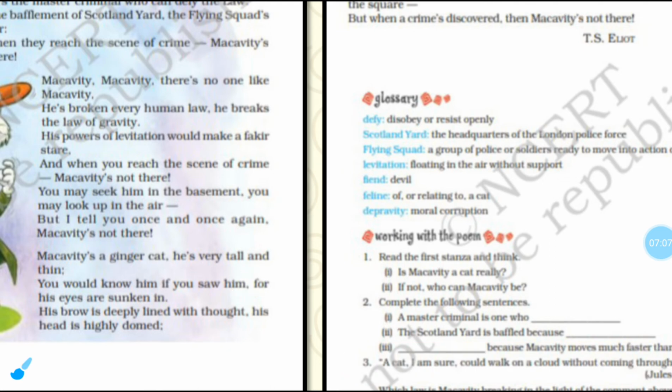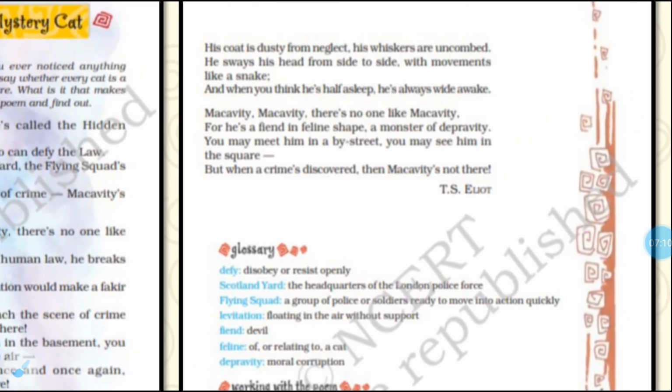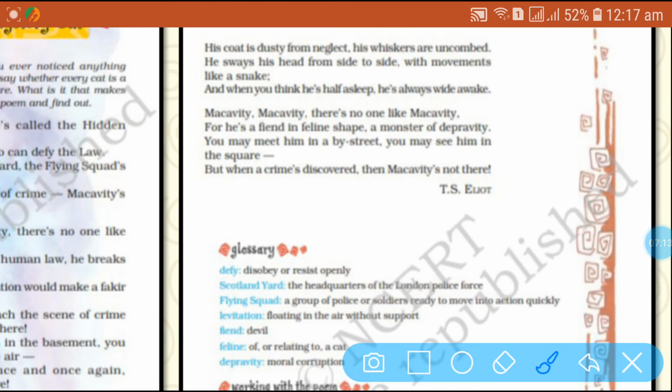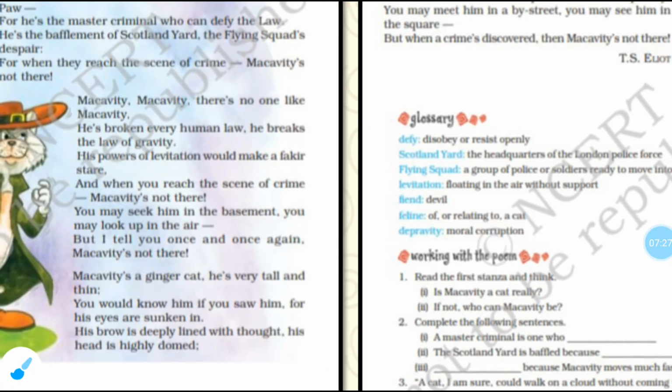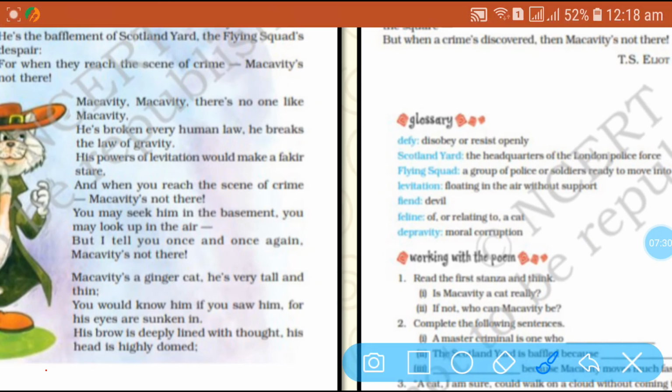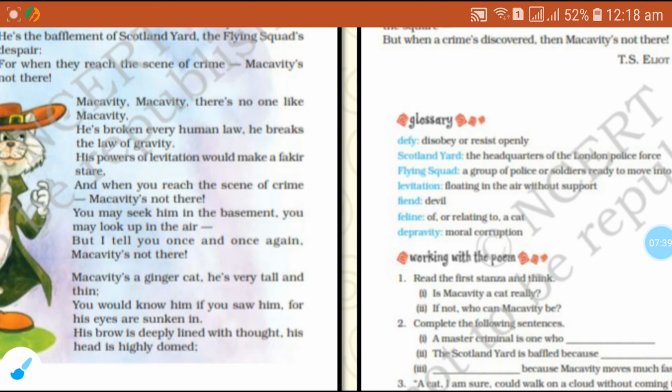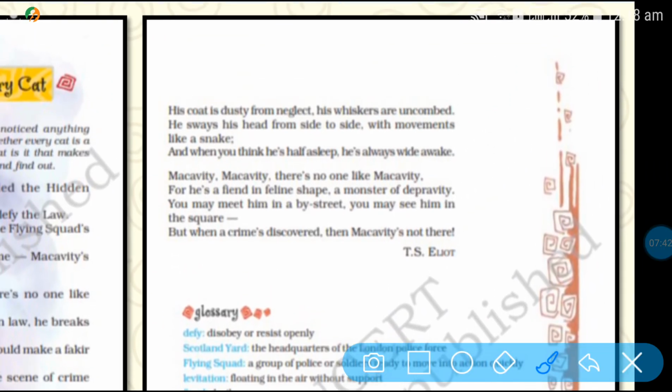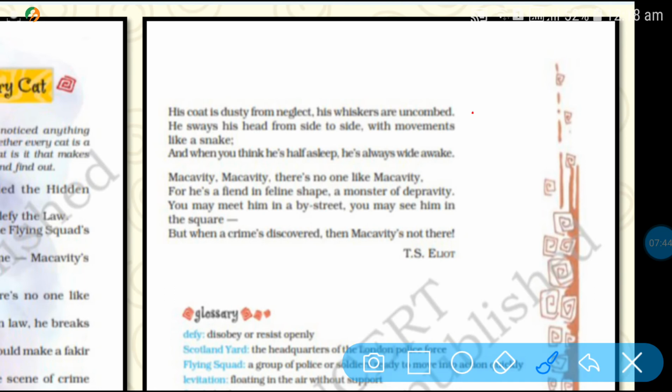Coming to the next line. His coat is dusty from neglect, his whiskers are uncombed. So there we read domed, here we read combed, uncombed. As we have given E to domed, we will give this also E. Okay, and now the next line.